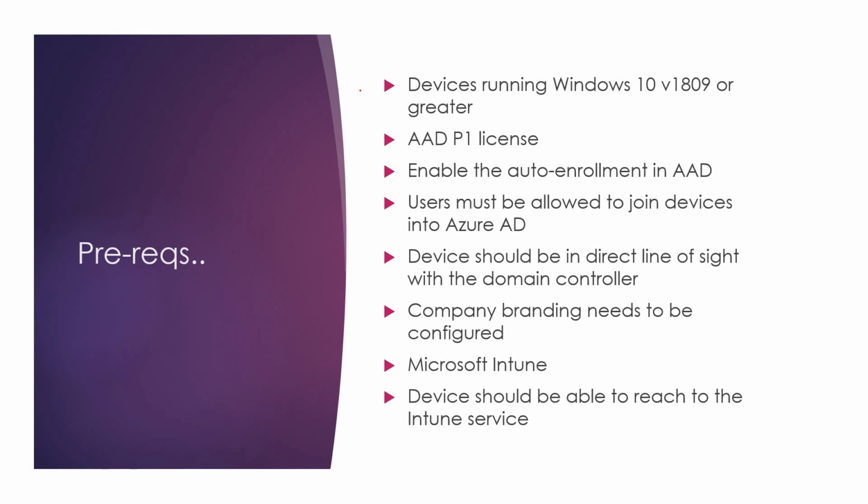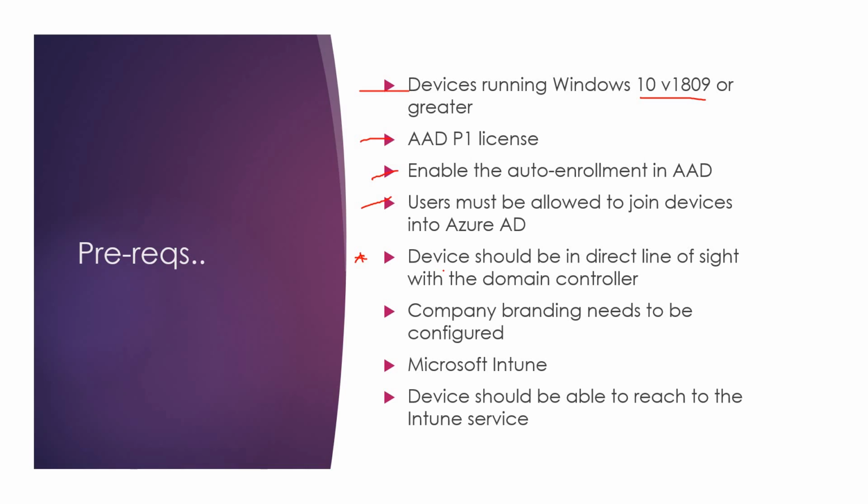The first prerequisite, and this would also be a difference between a normal Autopilot and a Hybrid Azure AD Join Autopilot, is that the device needs to run Windows 10 version 1809 or greater. The user needs to have an AAD P1 license, which is there in both cases, normal Autopilot or Hybrid Azure AD Join Autopilot. Auto enrollment needs to be enabled. Users must be allowed to join devices to Azure AD. The device should be in direct line of sight with the domain controller.